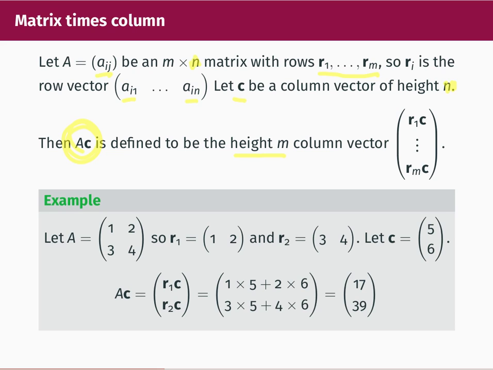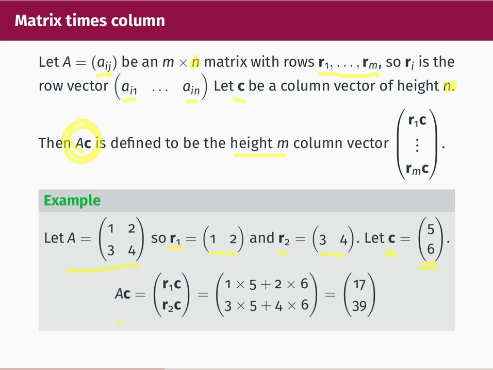As an example, let's take A to be this 2 by 2 matrix here. In that case, R1 would be the first row of A, which is 1, 2, and R2 would be the second row of A, which is 3, 4. Let's now let C be the height 2 column vector 5, 6. Now the number of rows in C is the same as the number of columns in A, which is 2, so we're allowed to multiply A by C.